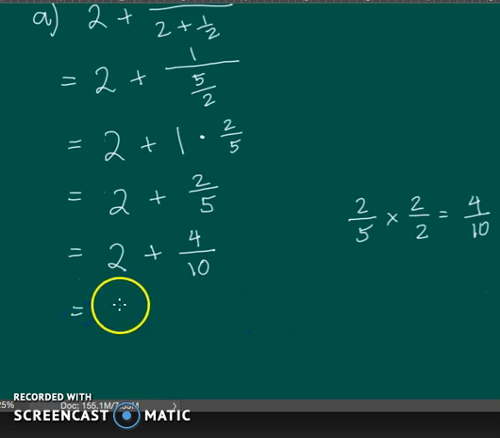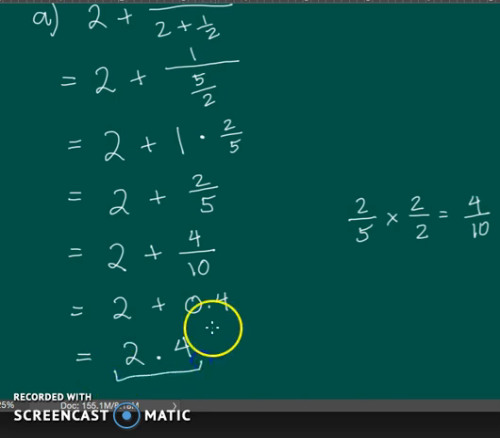And that is equal to 2 plus 0.4. That is how I express 4 over 10 as a decimal, and that is equal to 2.4. And that's the answer for part A.